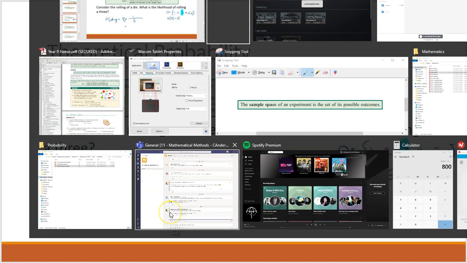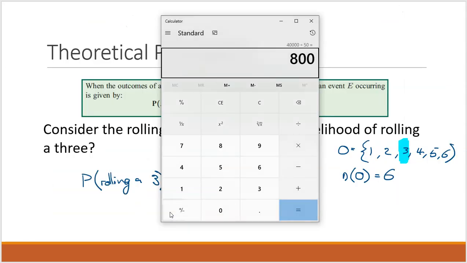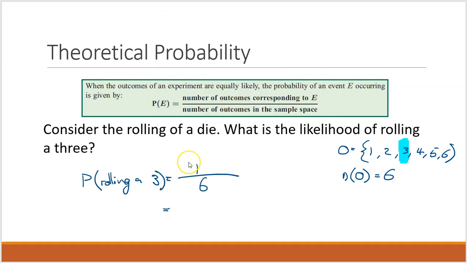Now getting my calculator out. We're going to have 1 divided by 6 is 0.166 or 1/6 remainder. And converting that into a percentage, that would be 16.7%. So the probability of rolling a 3 on a cube die would be either 1 in 6 or 16.7%.